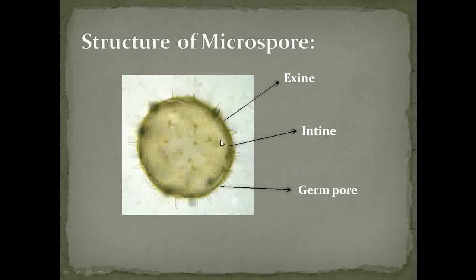This microspore shows the presence of two layers. The outer layer is called the exine. Depending upon the species, it may be smooth or spiny in nature. The second layer of the microspore is called the intine. It is thin in nature. Then the pollen grain shows the presence of small gaps. These gaps are called germ pores, and from these germ pores there is formation of the pollen tube.